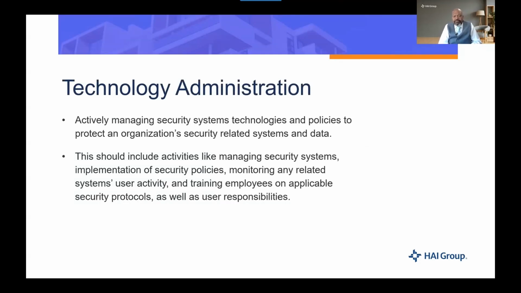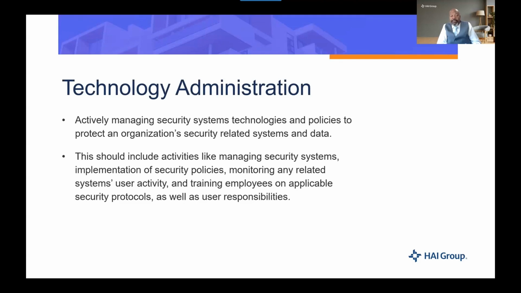Technology administration: simply actively managing security systems, technologies, and policies to protect an organization's security related systems and data. Someone is going to have to be an administrator, or a group of people. Sometimes it falls within management or IT. It just depends upon how things are established for the particular organization. This should include activities like managing security systems, the implementation of security policies, monitoring any related systems or user activity, i.e. access codes, that kind of thing.